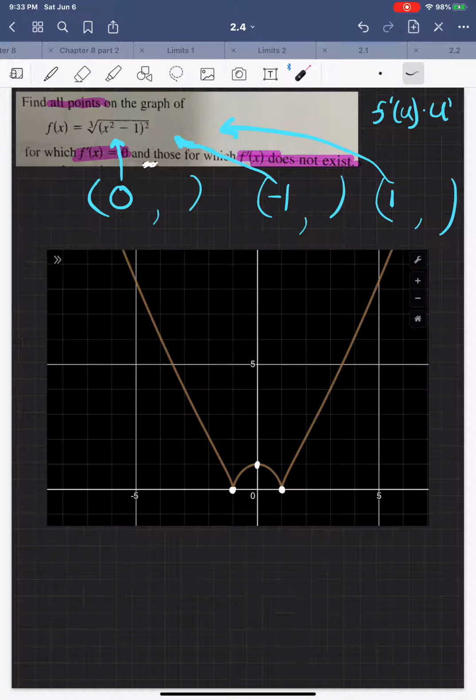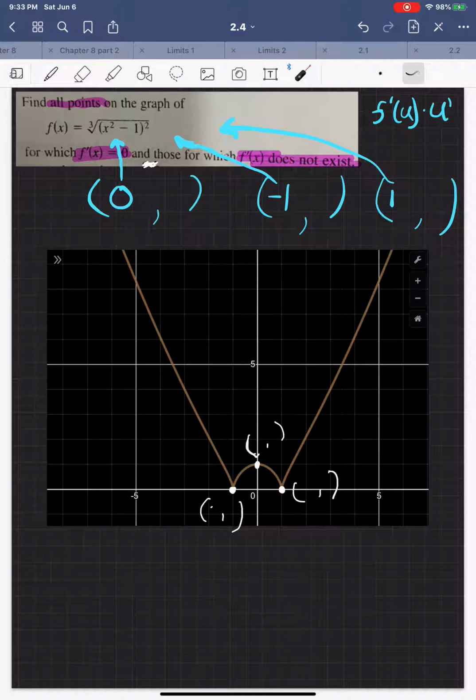Okay, so part two of the chain rule 2.4. We left off at that last problem, and I want to show you the graph of f of x provided here. Notice that the question was asking us to find the points where the derivative would equal 0 or not exist. And these three dots here are the points that are of interest to us.